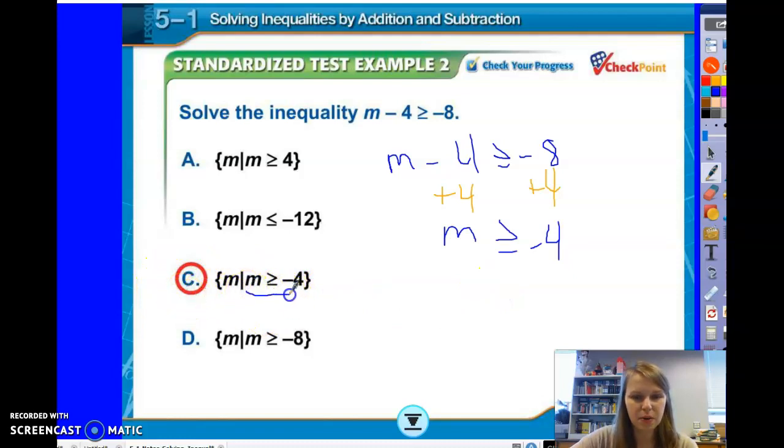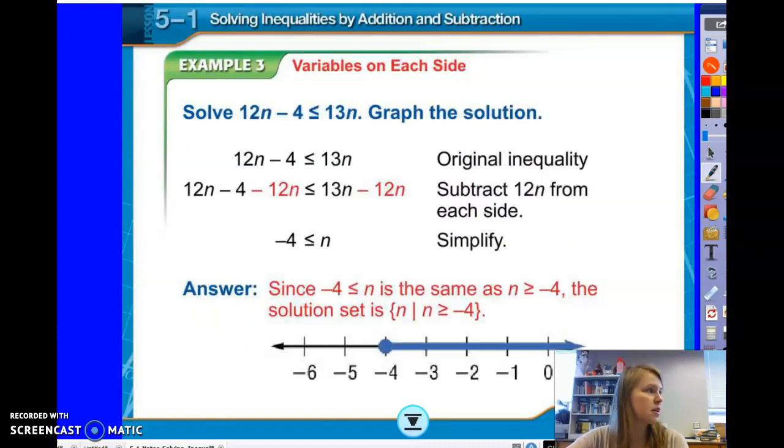So this is the part I worked through in the problem, and then I said, okay, for the value of m is greater than or equal to -4, just a kind of a fancy way to write that. So this part here we're going to take a look at. So this says solve 12n minus 4 is less than or equal to 13n, and it says graph the solution.